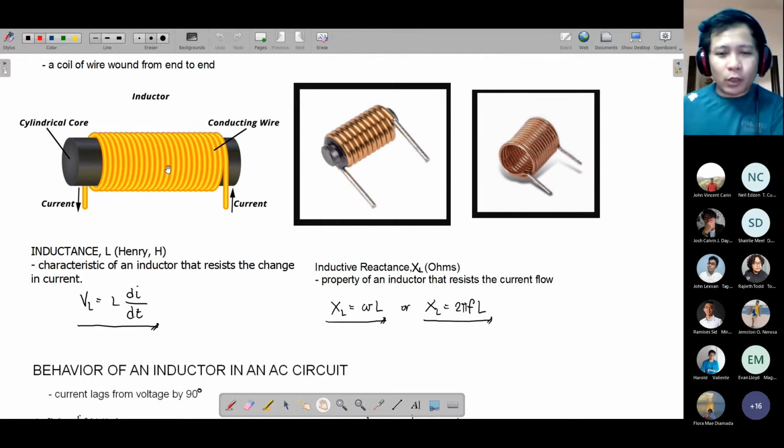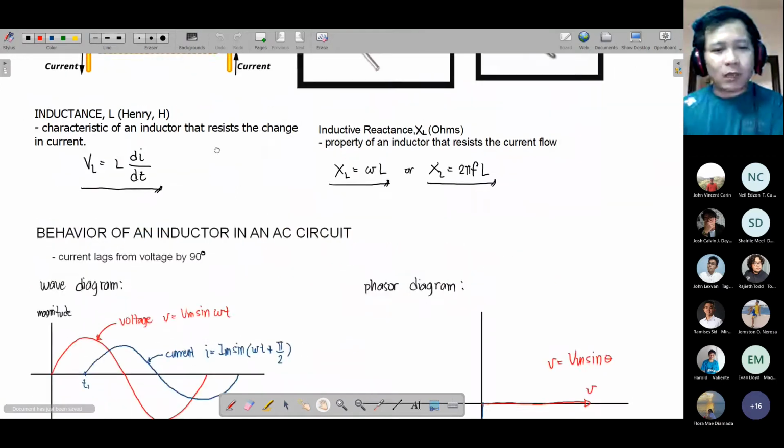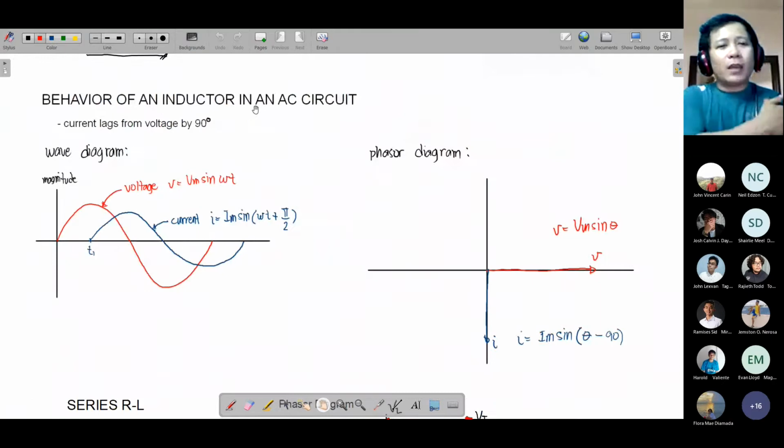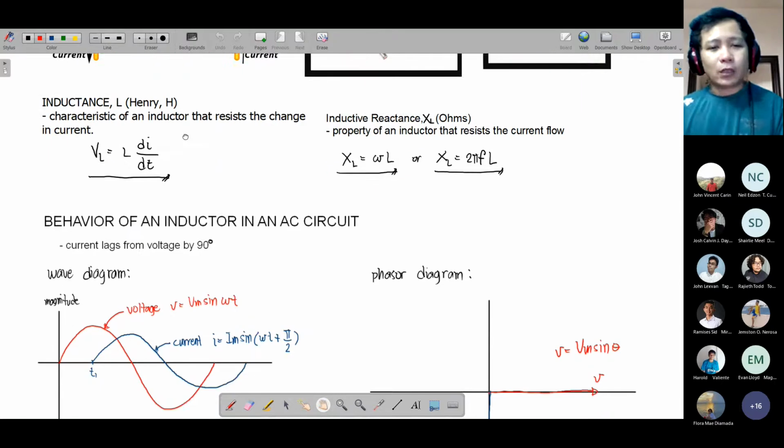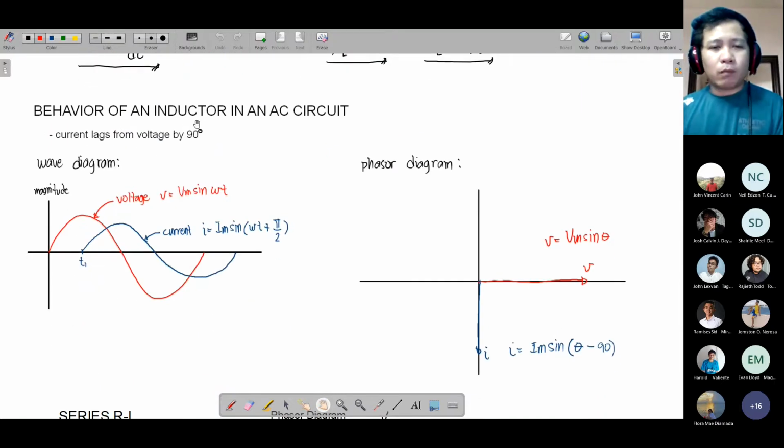But if you connect it in an AC circuit, this will be the behavior of the inductor. Okay? In an inductor, current lags voltage by 90 degrees. Okay? This is the ideal behavior of an inductor. Your current will always lag. Why does it lag? Of course, the inductor tries as much as possible to maintain a smooth flow of your current. That's why it lags a little. So, ideally, it lags by 90 degrees.